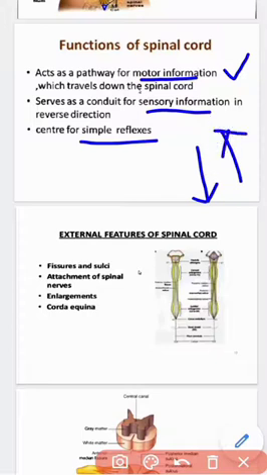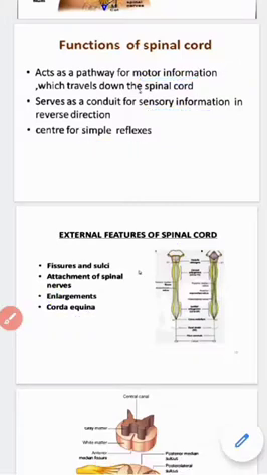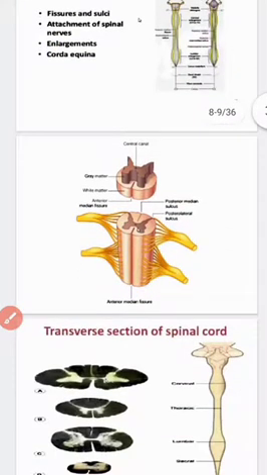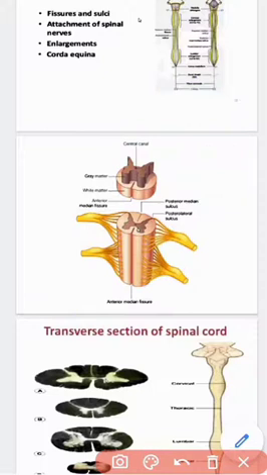Coming to the external features of the spinal cord, it has fissures and sulci, which I'll explain later, along with the attachment of spinal nerves, its enlargements, and the cauda equina. What is the cauda equina? I'll explain it in the coming class. Now I'll just show it.